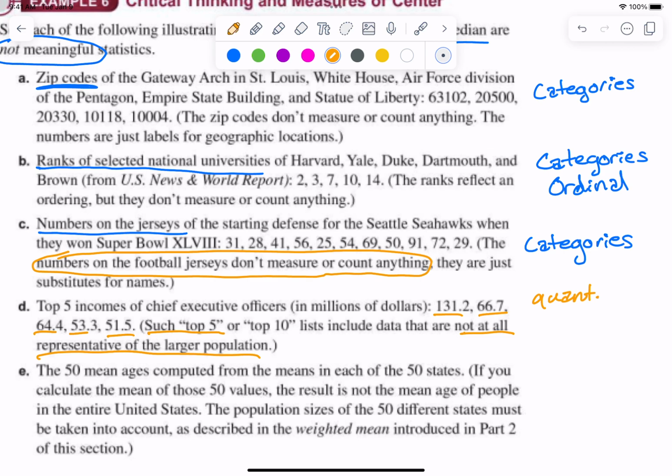Does that make sense? So I could find the median and just say the mean of the top 5 is this, but as far as relating it to an entire population, which is what we usually do to try to interpret things, it is not going to be as useful. So top 5 is not at all representative of the larger population. Circle that or underline that. Not representative of a larger population. That's why you would not want to rely too heavily on the mean or the median, okay?